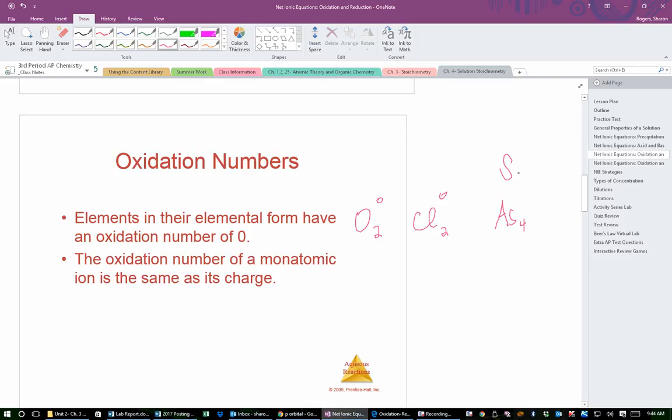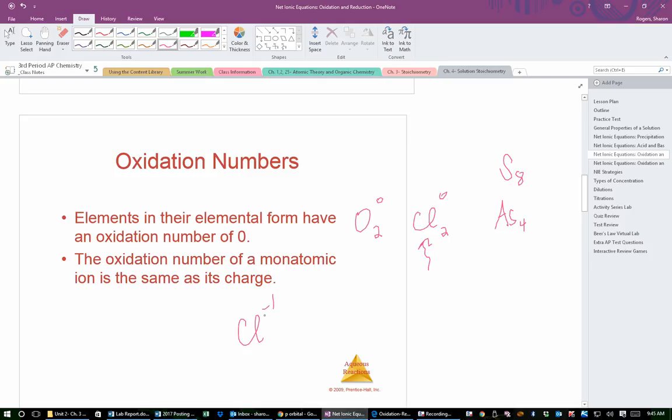Sulfur, I've seen sulfur as S8. So that's sulfur in its elemental form. It's like a ring. We call it an allotrope of sulfur. But these are all elements in their elemental form. It would have an overall charge of 0. Now, if I have, let's say, chlorine not as a molecule or in its elemental form, but as an ion, then the oxidation number here for chlorine is 0, but here it's a -1.